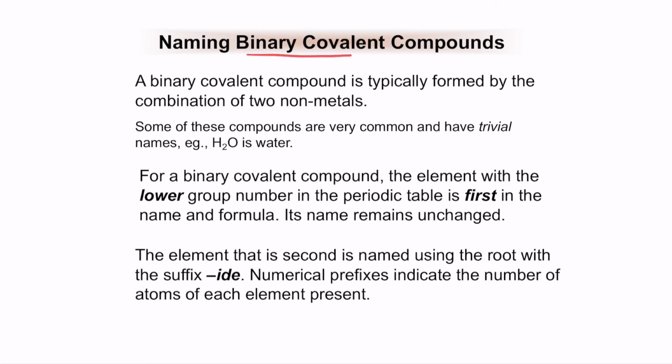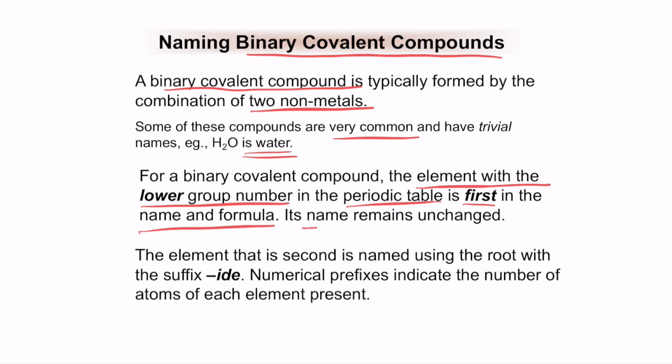Next, let's talk about binary covalent compounds. A binary covalent compound is typically formed when you have a combination of two nonmetals. Some of these compounds are very common and they have trivial names like water. For a binary covalent compound, the element with the lower group number in the periodic table is first in the name and formula, and its name remains unchanged. The element that is second is named using the root plus ide. You generally see ide a lot.